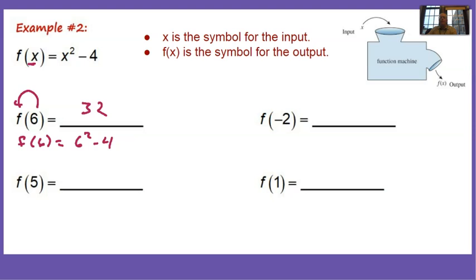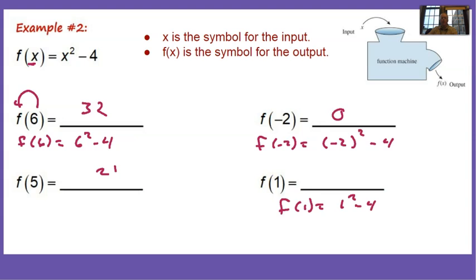If we put negative 2 in, we have to be careful. When we put negative 2 in for x, we need parentheses around it. So negative 2 squared minus 4. Negative 2 squared is positive 4, minus another 4 is 0. When we put 5 in, 5 squared is 25, minus 4 is 21. And if we put 1 in, that'd be 1 squared minus 4. 1 minus 4 is negative 3.